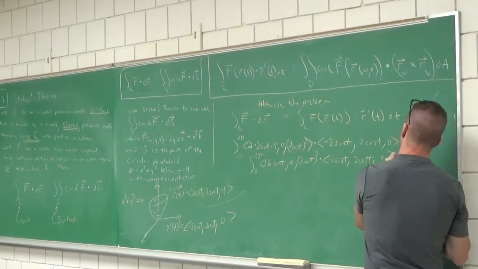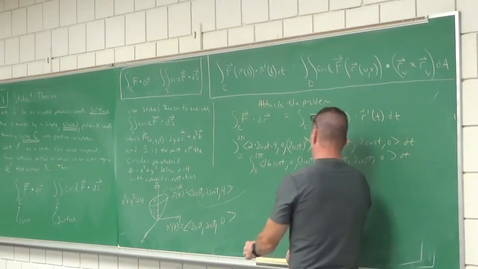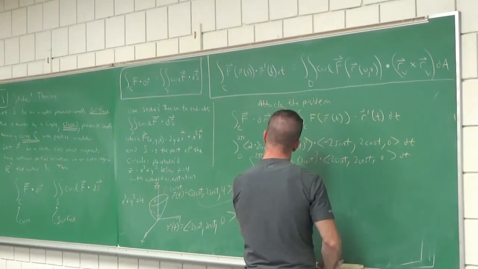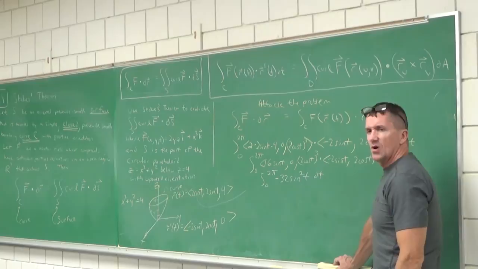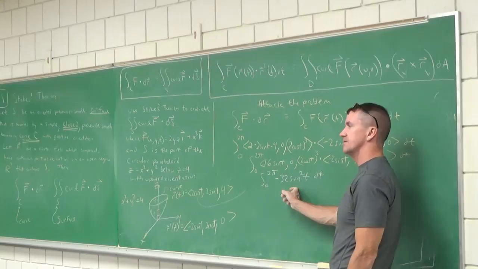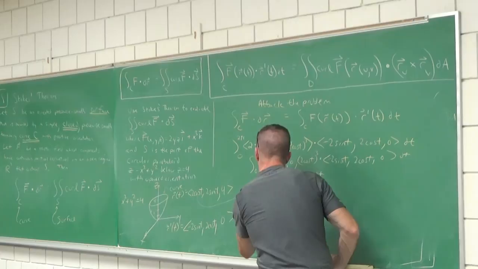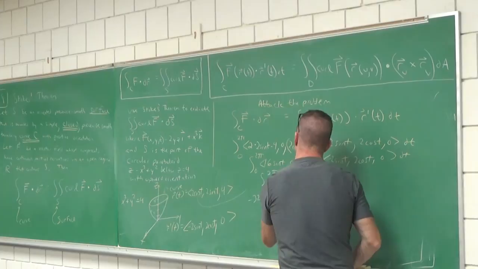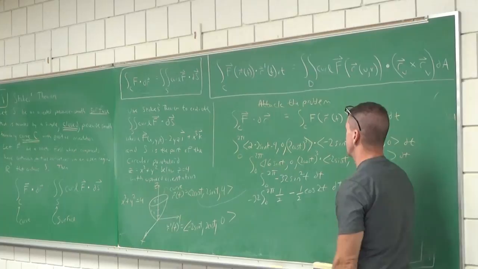Dot product. I get negative 32 sine squared t. Do you all know how to do an integral with sine squared? You all know you need a trig power, they call it the power reducing identity. It's 1/2 minus 1/2 cosine of 2t. So I'm going to put that in here. I'll put the negative 32 out here though: 1/2 minus 1/2 cosine of 2t. That's the power reducing identity for sine squared.